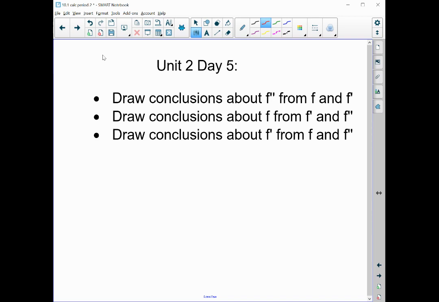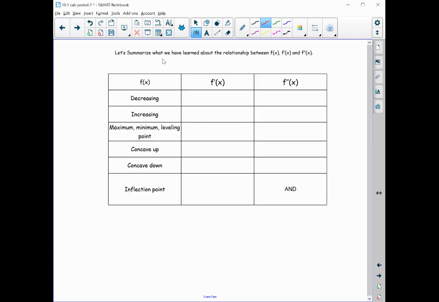To help us get going, we're going to organize this information in a nice little chart. We're going to summarize what we've learned about the relationship between f, f prime, and f double prime. Remember, f of x is a function. F prime of x is what we call the first derivative. It gives us the rate of change of a function. And the second derivative, or f double prime, gives us the rate of change of the rate of change. So let's go through what we can say here.